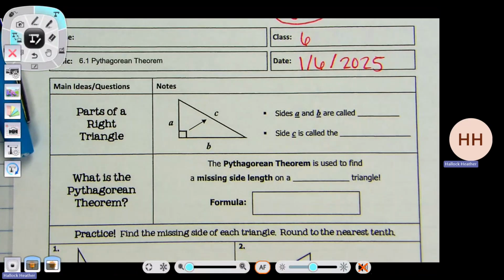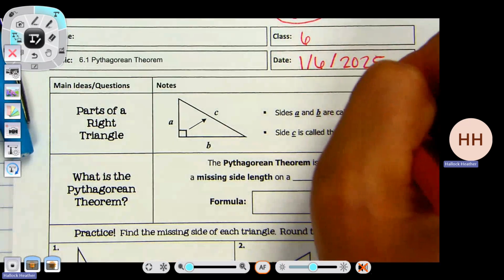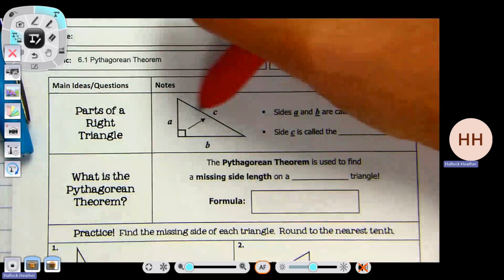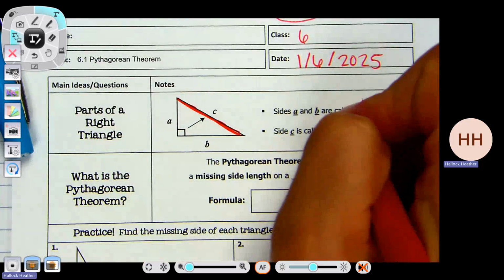Okay, so you can only use this for right triangles specifically. A and B are technically called the legs of the triangle, and C, does anybody know what this side is called? The hypotenuse.